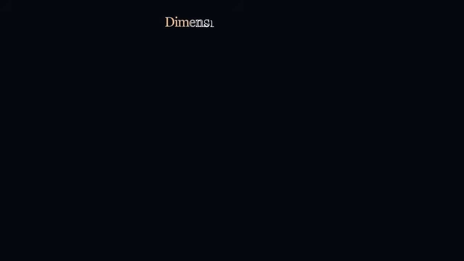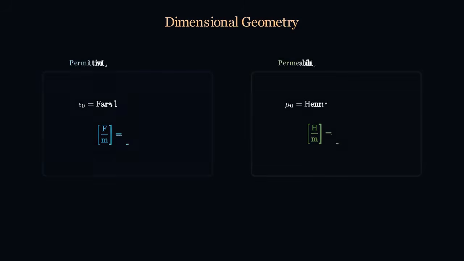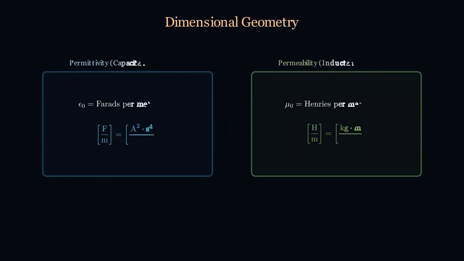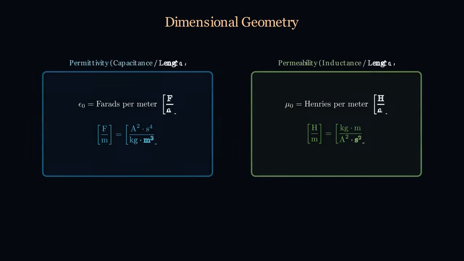Let us analyze the dimensional geometry of these constants. Permittivity, epsilon naught, is measured in farads per meter, representing capacitance per unit length. Permeability, mu naught, is measured in henries per meter, representing inductance per unit length. When we multiply them, the unit becomes seconds squared per meter squared. This is the reciprocal of a velocity squared. Taking the square root and inverting it reveals a physical speed. C equals 1 over the square root of mu naught epsilon naught. This dimensional analysis hints at a hidden electromagnetic wave.